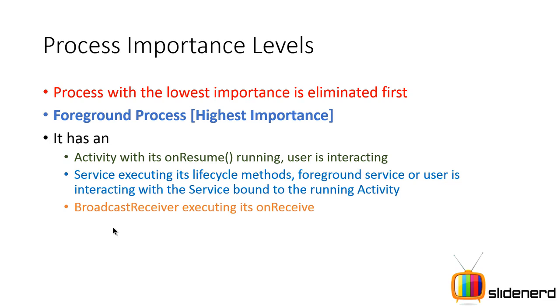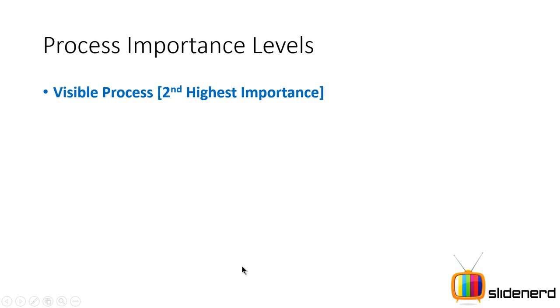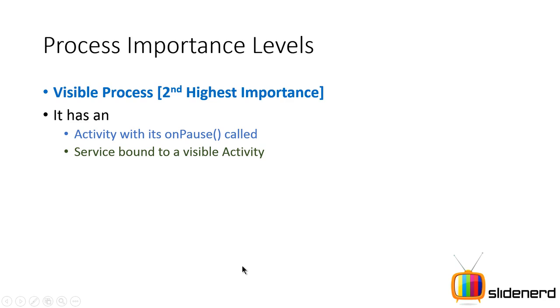Or it has a service that is currently executing its service lifecycle methods. Now we will talk about what those methods are in the upcoming videos. Or it is a broadcast receiver that's currently executing its onReceive method. So one of these three things happening makes your app a foreground process. Now the next one is of course the visible process, where the activity is existent. Maybe it has an onPause called because the user had a dialog that pops up in front of the activity, causing the activity to pause, or it has a service that is bound to the visible activity.